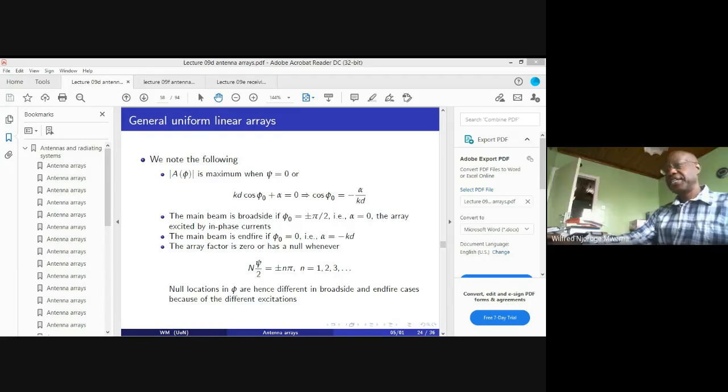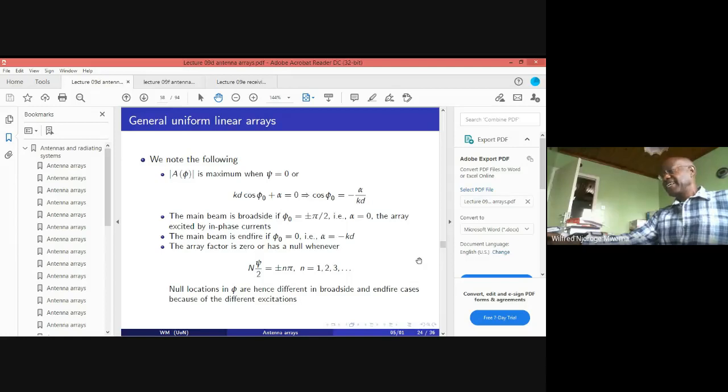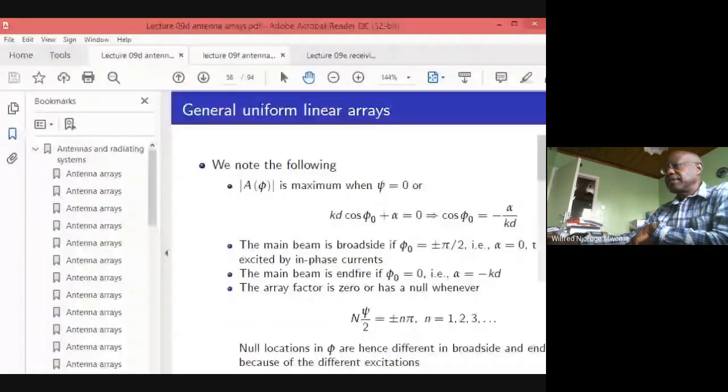Good morning. Shared documents. Last time we were talking about general uniform linear arrays, and we said that these arrays are usually fed either by equal amplitude currents with a phase shift that is progressive down the elements, or they could be fed under conditions for which we'll have an end-fire array or a broadside array. Now, we want to continue with that discussion.